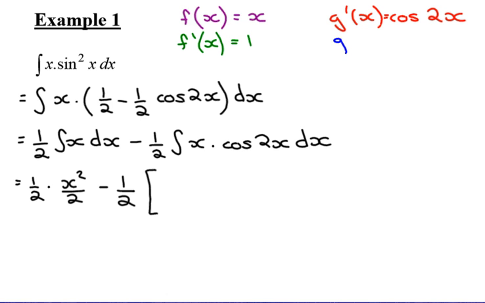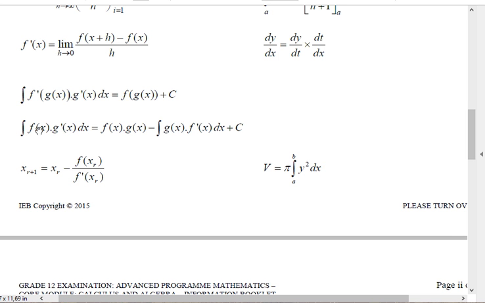And if I integrate cos 2x to find the antiderivative, I get half sine 2x. Right, so let's sub that all in using our formula. Just so that you are convinced, your formula is on your information sheet, there it is. They just add in the constant of integration.